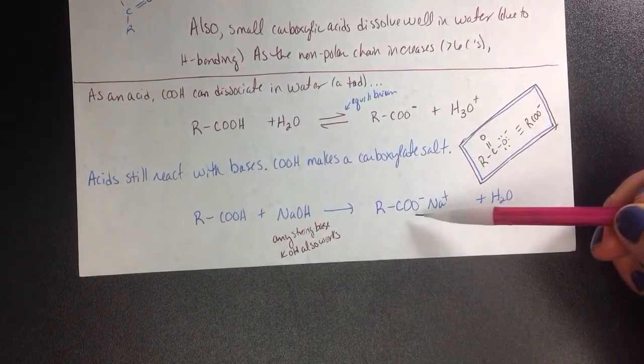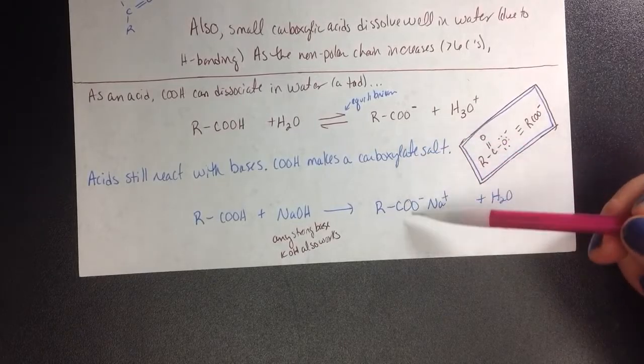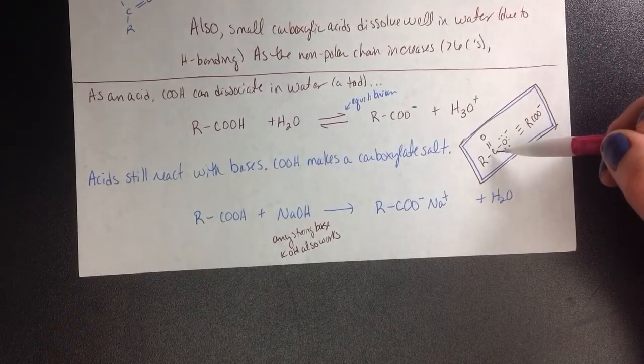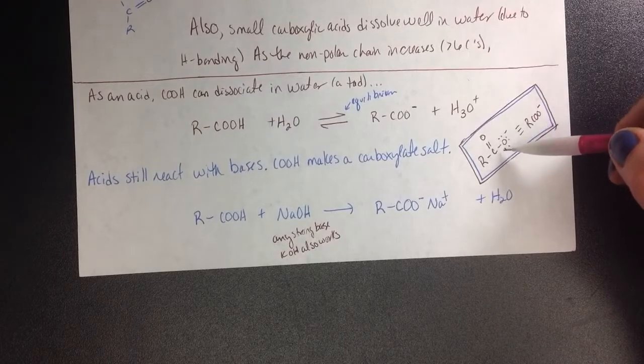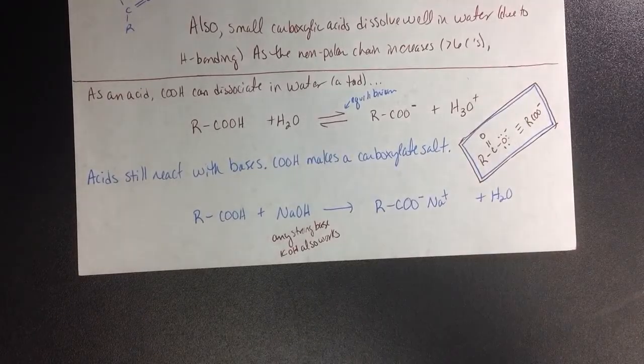Now, what does this COO minus look like? Here we've got C, double bond O, and then this oxygen right here has electrons around it, and that's got a negative charge to it right there. Okay, thanks.